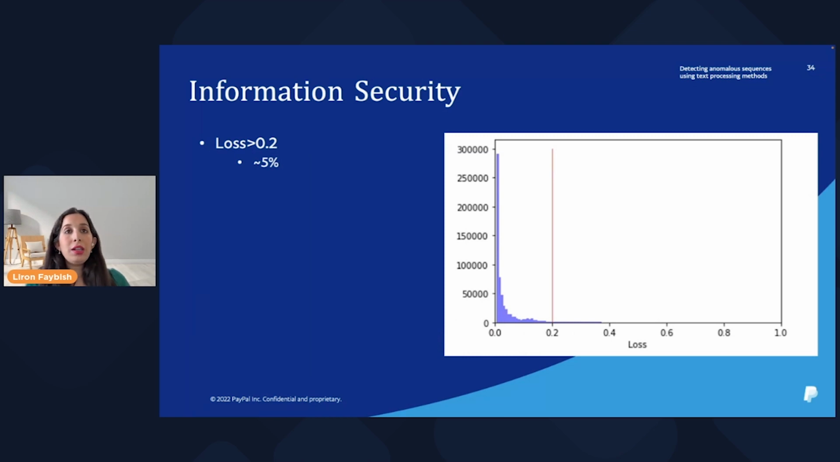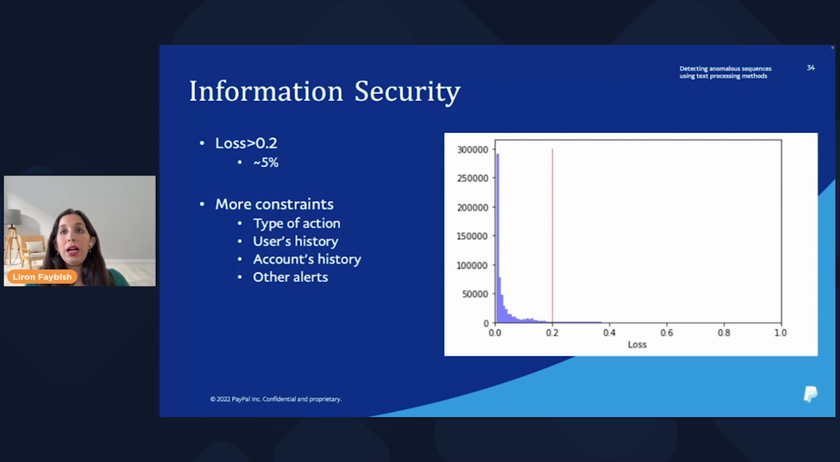Of course, since the size of the dataset could be really big, it isn't enough to filter out 95% of the results, because we are still left with a lot of events to check. But if we add more constraints on the sessions, like whether the types of the actions are sensitive, or if we look at the user's history or the account history, or if we combine this method with other alerts, we can reduce the results and the false positive rate even more.